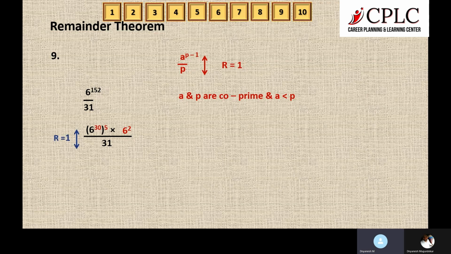Right side, you still have 6 squared, which is 36. 36 when divided by 31, the remainder will be 5. In between, there is a multiplication. Left side remainder 1, right side remainder 5. 1 into 5, final answer 5. Option 3. All these are purely observational skills and the structures.